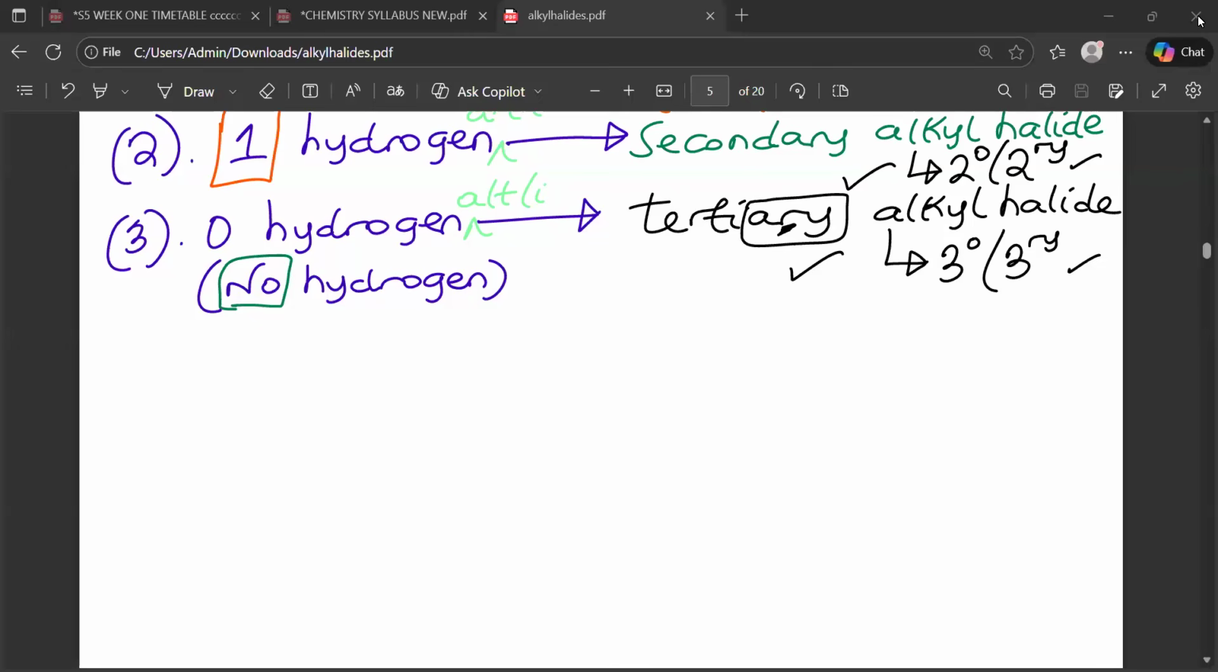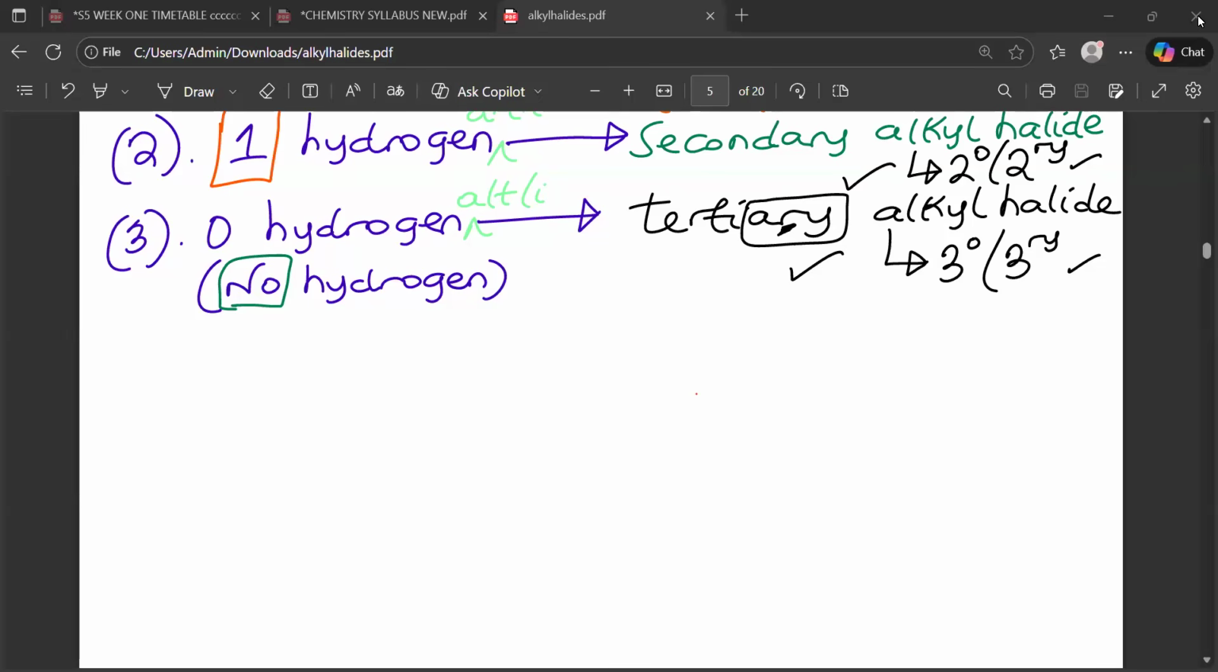Yes, I think the last person is Blessing. Then I proceed. Yes, Blessing. Teacher, I think for you to determine whether something is primary, secondary, or tertiary, you depend on the number of hydrogen atoms attached to the carbon that has the halogen. And that's what I've said, isn't it? Yes. But people want to know why their ideas are partially correct, but they are okay.